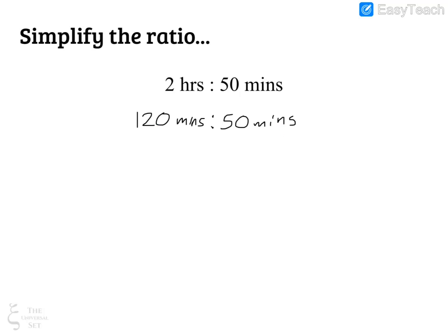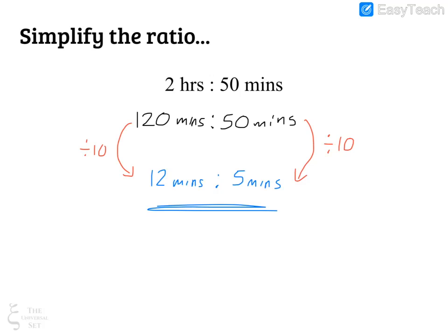So we need to look for a common factor. 120 and 50, well, they're both in the 10 times table, aren't they? So we can start off by dividing by 10. Divide by 10, and let's see what we get. We've got 12 minutes on this side to 5 minutes on this side. Now at this point it's a good idea to do a wee check. Have we simplified that, or do we still need to do a bit of work? So 12 and 5. Is there any times table that has both 12 and 5 in it? And the answer is no, there's not. So that is my simplified ratio.